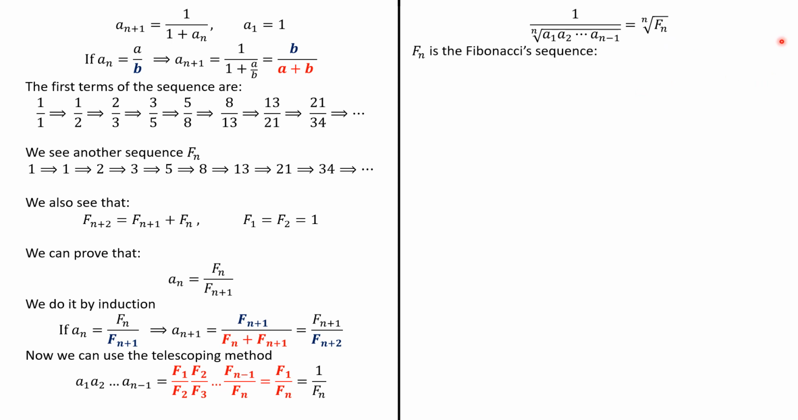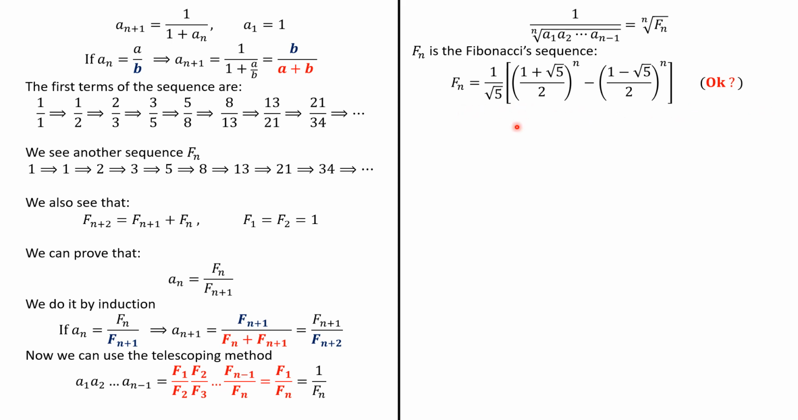Now, as I said, Fn is the Fibonacci sequence. And we know that Fn can be written as follows. I hope this is okay for everybody. But if you don't know it, do not panic. I'm going to show you how to get this outcome.